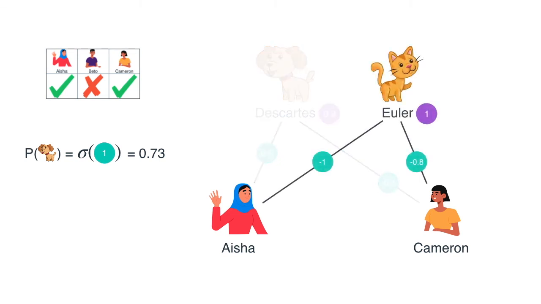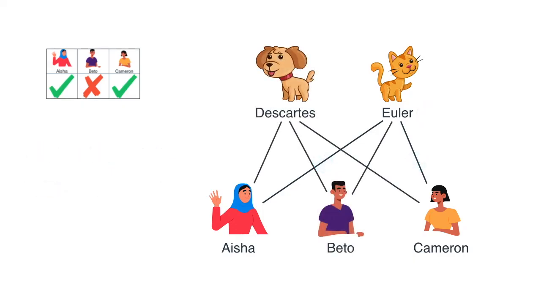Now we do the same thing for Euler, and I encourage you to work it out yourself. Since the sum of these numbers is 1 minus 1 and minus 0.8, which is minus 0.8, we get that the probability that Euler shows up is 0.31, which is the sigmoid of minus 0.8. So this is 31%. And that is how we sample. Basically, Descartes has a 73% probability of showing up, and Euler has a 31% probability of showing up.